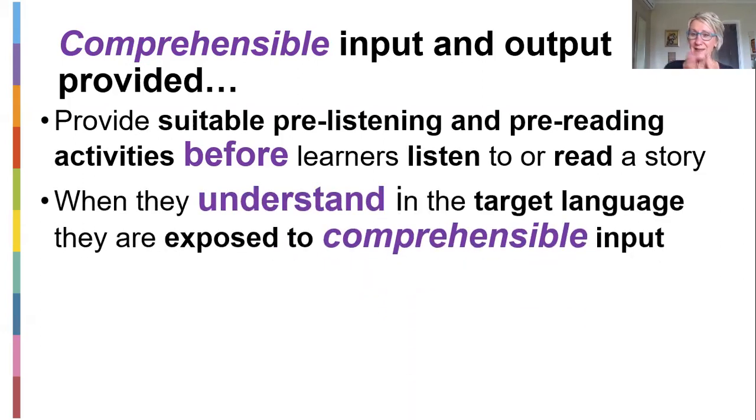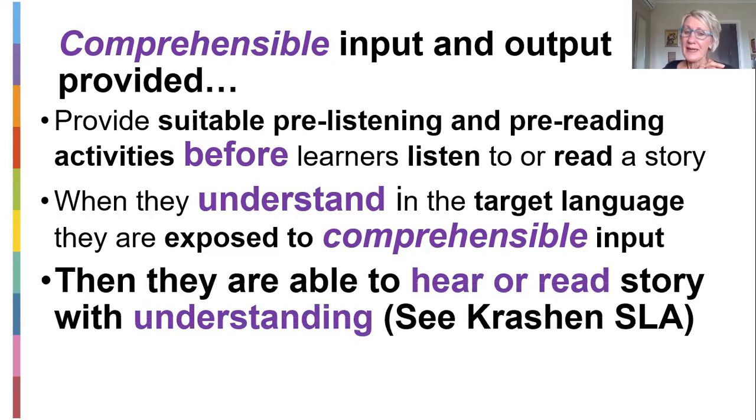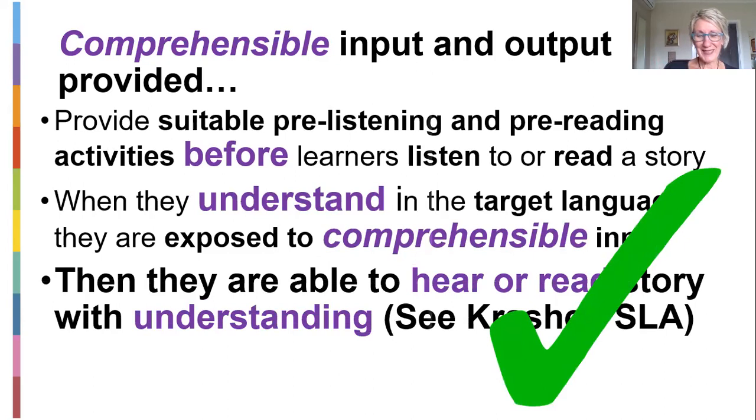And when they understand in the target language, that's English, then they are exposed to comprehensible input. So when they start understanding something, that means they have now gained comprehensible input. Then they can hear and read the story with understanding. So that's the whole thing. You want your students to move to the level, giving them enough comprehensible input so they can actually understand the plot of the story, how they can understand the symbolism in the poem, because you prepared them for it. That's the way we do it. That's why it's got a big tick.